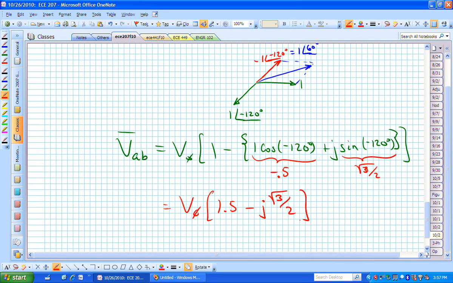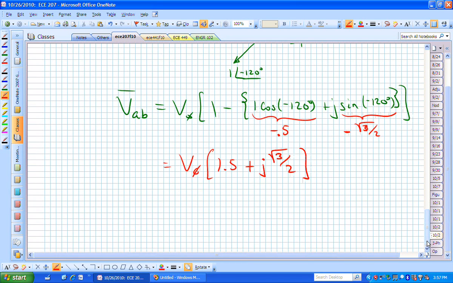Actually, this is a minus. I didn't do that there. The sign of minus 120 is down below the axis, so there's a minus sign, and a minus gives me a plus. I now have 1.5 plus j square root of 3 over 2.